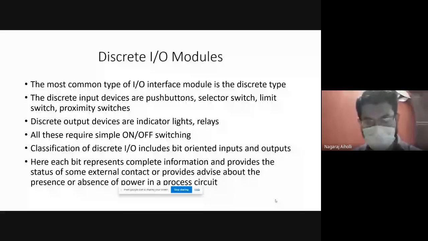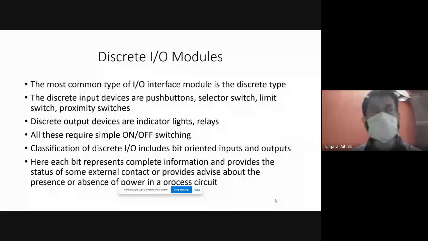So, is the screen clear? Students, is the screen clear? Students. Yes, sir. Are you able to hear me? Oh, yes, sir. Okay, fine. Next is discrete. Okay, thank you.